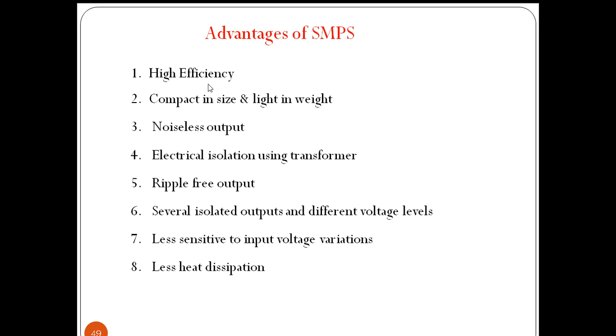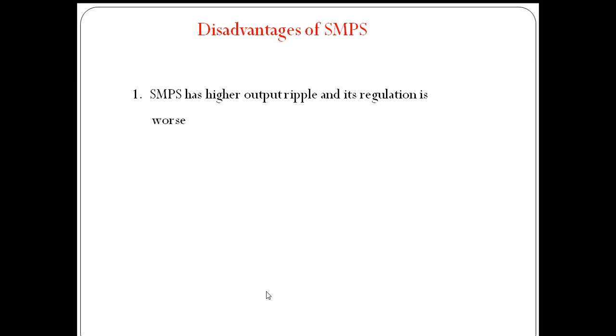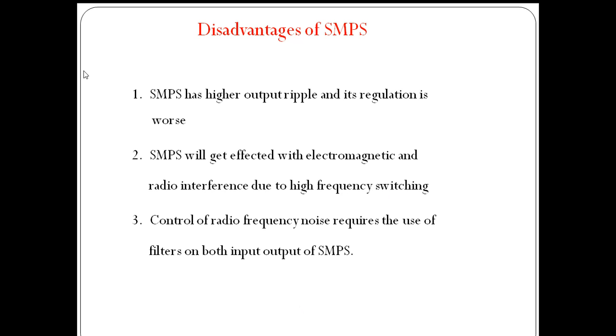Actually, efficiency will be very high. We are not getting any noise while operating. Compared to a linear transformer, the size is also very small. Electrical isolation using transformer will be done, and ripples at the output will be removed. There are several isolated outputs at different voltage levels, less sensitivity to input voltage variations, and less heat dissipation. And coming to disadvantages, SMPS will have output ripple and its regulation is worse.